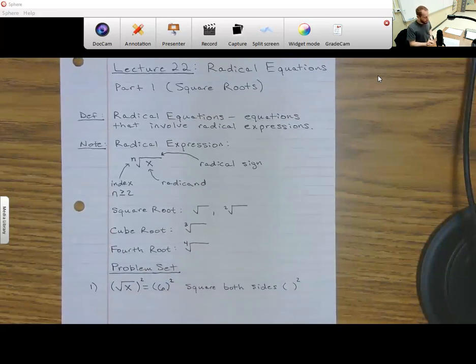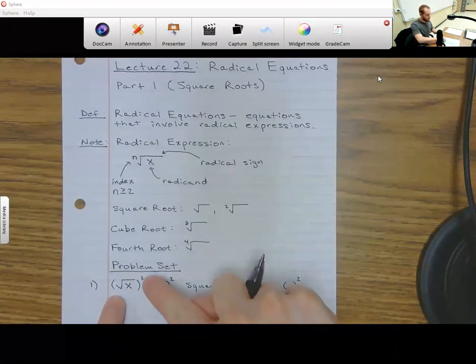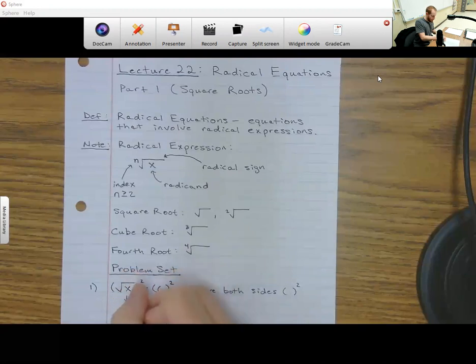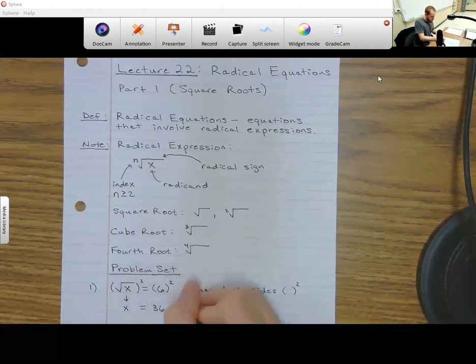Okay. So now the square root that you see right here and the square on the outside are going to cancel each other out. Whatever's on the inside of the square root, I'm just going to take out. So the x is going to come out. And then what's going on the other side? I have 6 squared, and that's going to be 36. So I'm going to put that in my solution set. This is called a solution set.